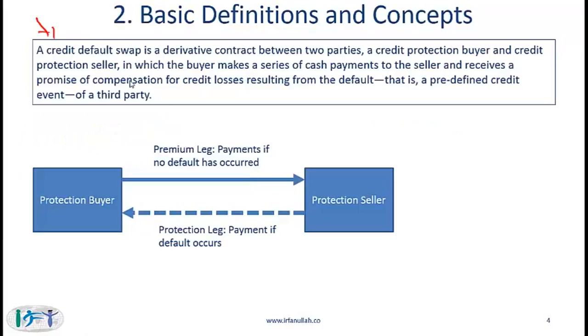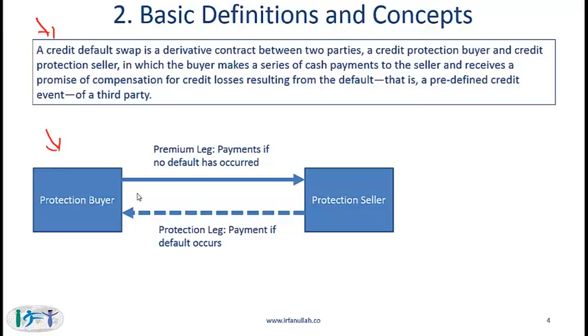Here is the definition of a credit default swap. A credit default swap is a derivative contract between two parties, a credit protection buyer and a credit protection seller, in which the buyer makes a series of cash payments to the seller and receives a promise of compensation for credit losses resulting from the default, that is, a predefined credit event of a third party.